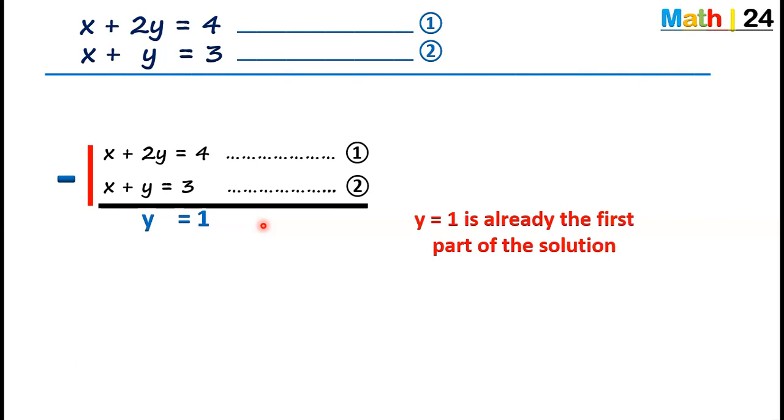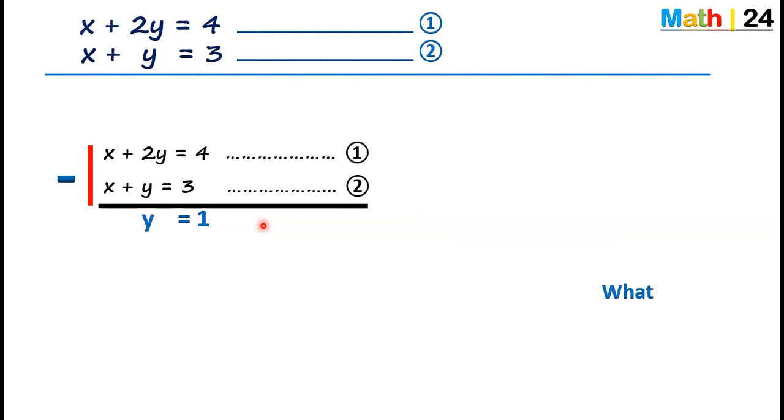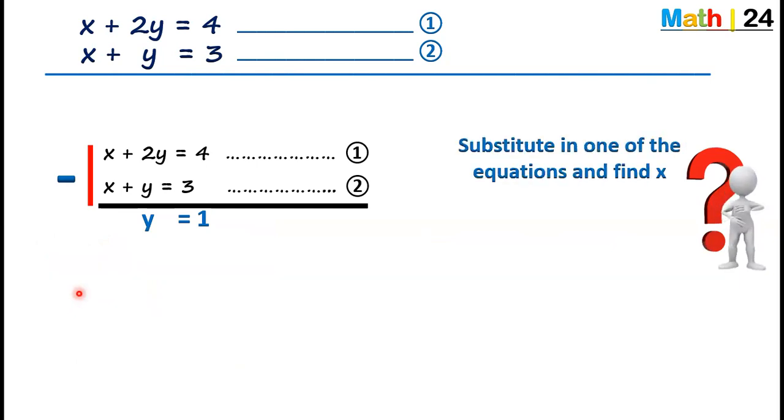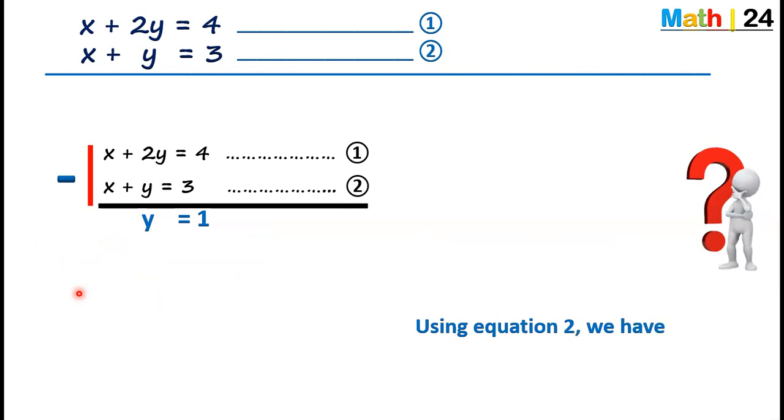Y is already the first part of the solution. Whenever you solve a pair of simultaneous equations, you are supposed to have two answers. The values may be the same, they may be different, but you have two answers, or three answers, for example at advanced level where you have three equations with three unknowns. So using the value of y, we now substitute in one of the equations to find the value of x, because we have y but we don't yet have the value of x.